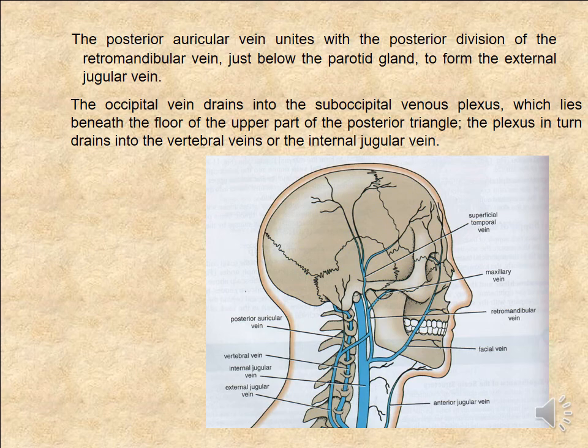The last vein is the occipital vein, which drains into the suboccipital venous plexus, which lies beneath the floor of the upper part of the posterior triangle. The plexus in turn drains into the vertebral vein or the internal jugular vein. This vein accompanies the occipital artery, and the venous plexus at the base of the posterior triangle is called the suboccipital venous plexus. This venous plexus drains either to a vertebral vein or to the internal jugular vein.